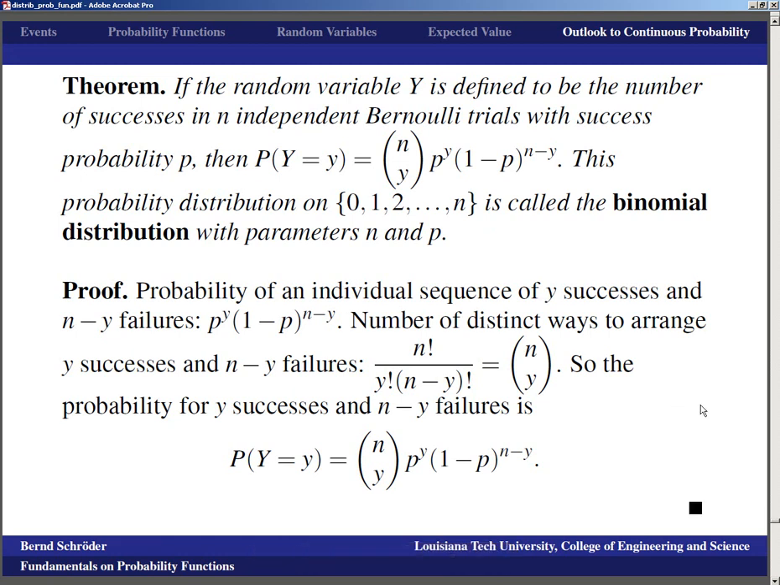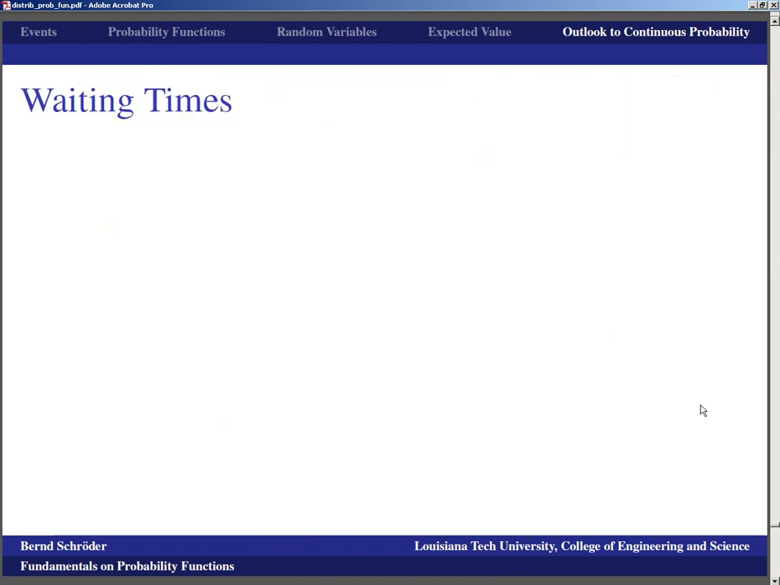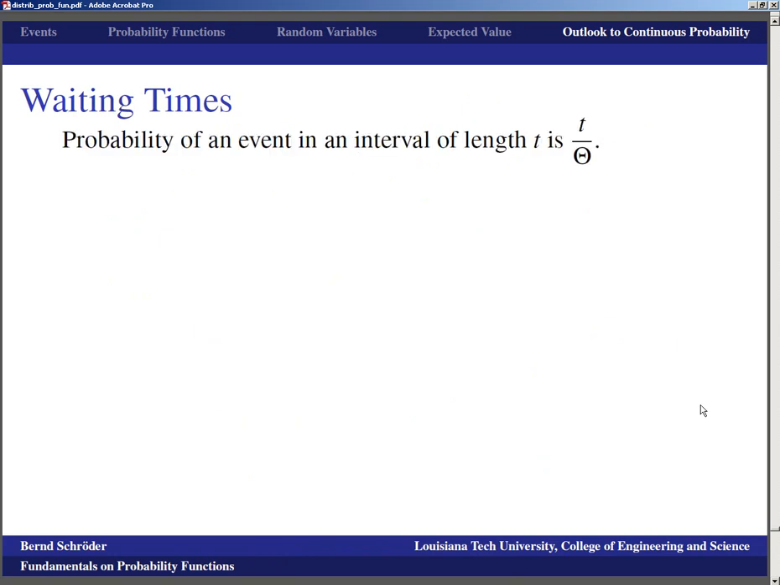Okay, so that's still games of chance. How does that connect to something that is continuous? Well, the typical continuous variable that we're facing on a daily basis is time. And one of the standard examples for this kind of thing are waiting times. And so let's take a look at waiting times.